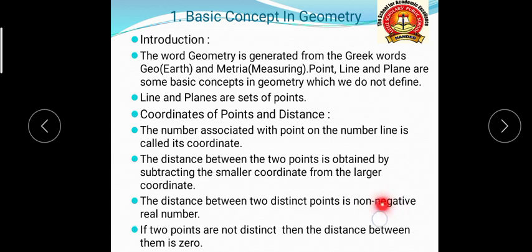What is the important thing? The distance is non-negative. Students, if I say the distance between you and your friend, it is always positive. In the same way, in geometry also, if you are finding the distance between any 2 points, it is always a non-negative real number. If 2 points are not distinct, it means the distance between them is 0, meaning they are in the same position. Therefore, the distance between them is 0.